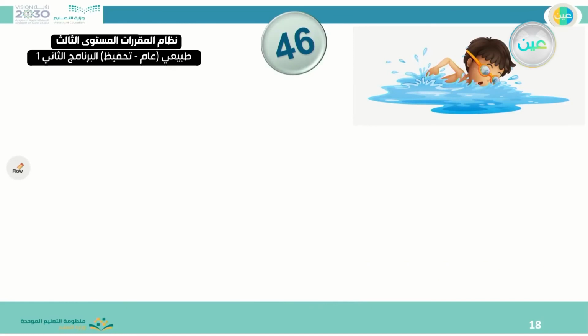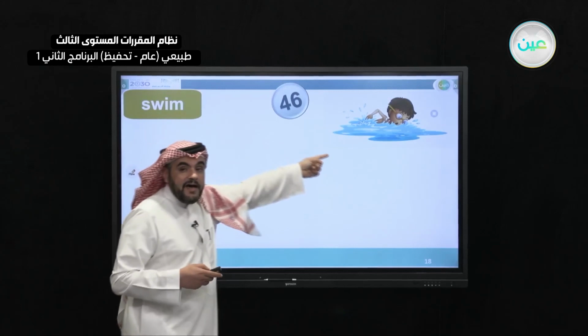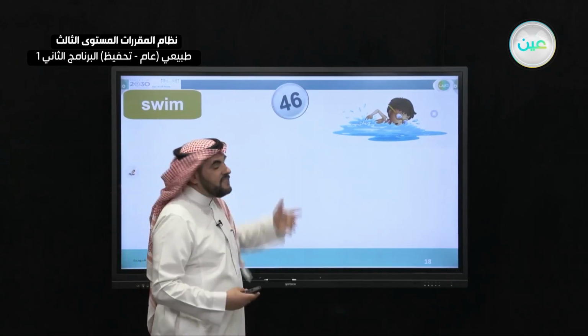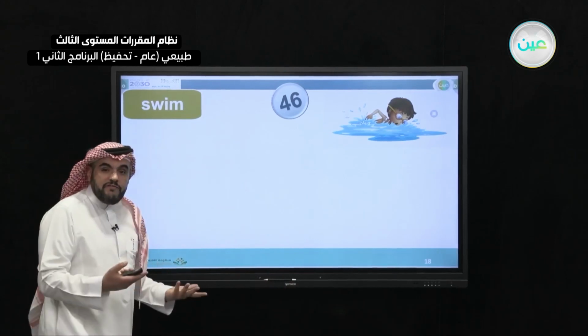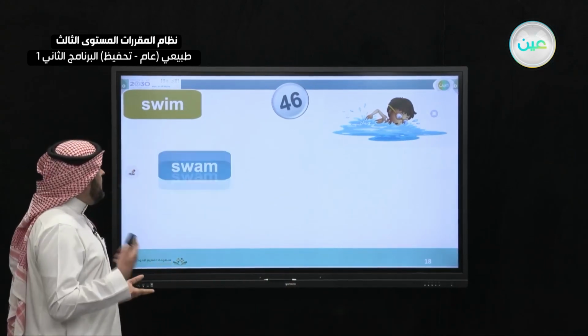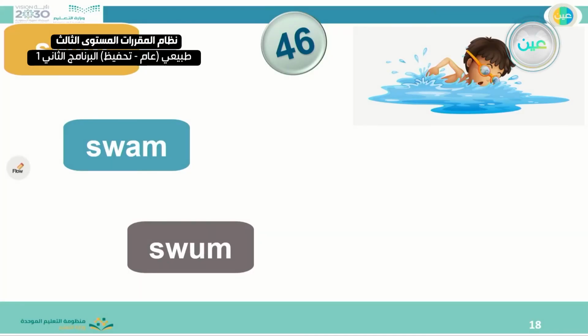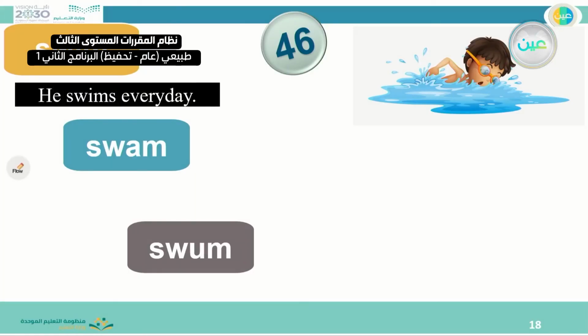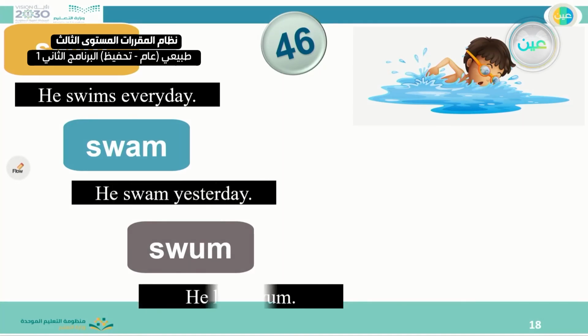Okay, like now you see this word here, it means swim. So the action is happening at the moment. We can say the boy is swimming. If he swims every day, we can say he swims every day. In the past, we say swam, and in the past participle, we say swum. Look at the example: He swims every day. He swam yesterday, and he has swum.